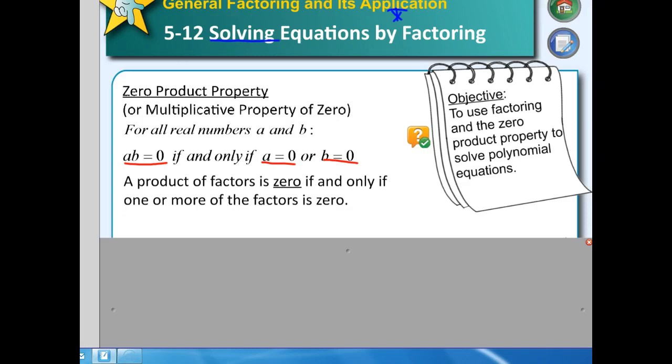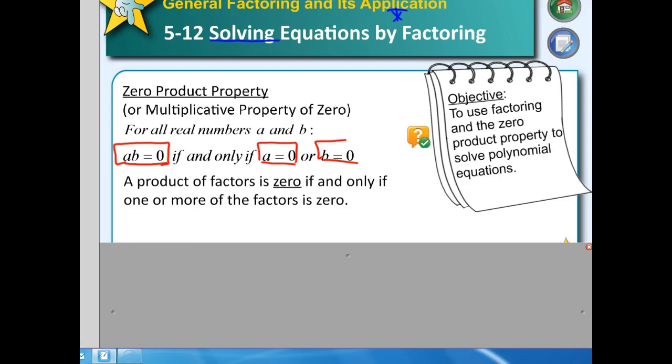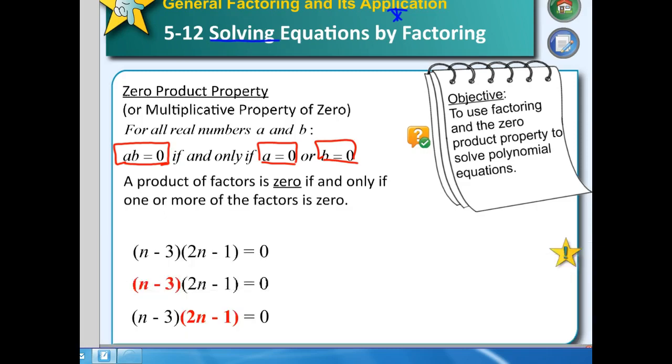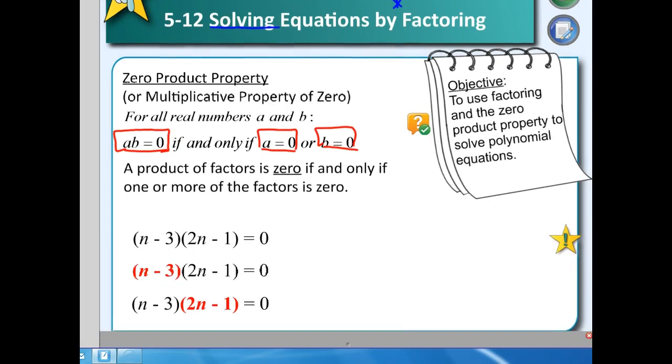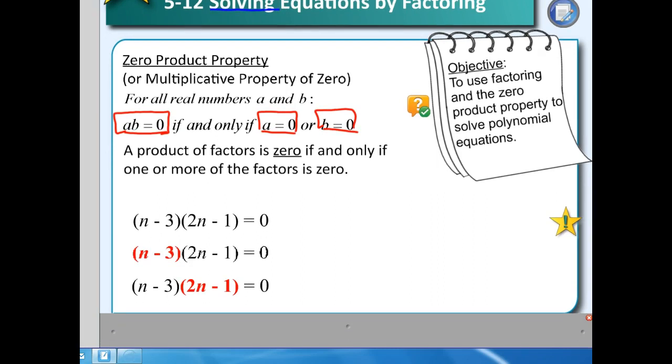Now, what Mrs. Burton likes to say is, if the whole thing equals 0, A times B equals 0, then each part equals 0. So A would equal 0 or B would equal 0. Now, what in the world am I talking about? Well, let's look down here at my example. This is an equation in factored form. And if you notice, the whole thing, this is A and this is B, equals 0. So if the whole thing equals 0, then each part equals 0. So that means n minus 3 equals 0, or n minus 1 equals 0.